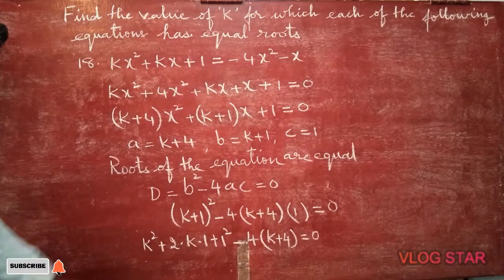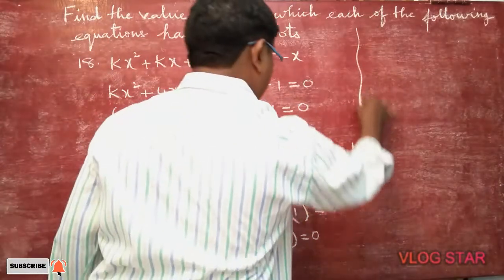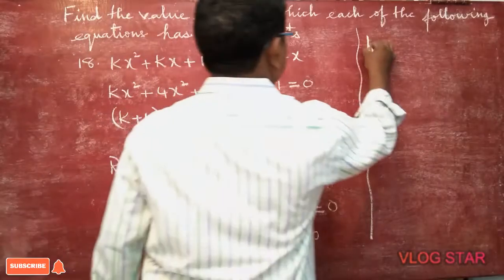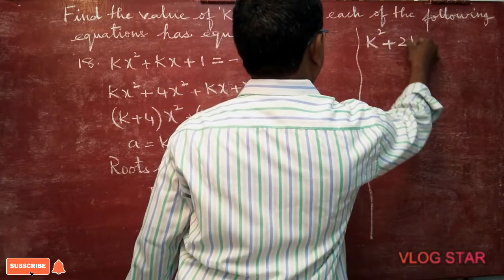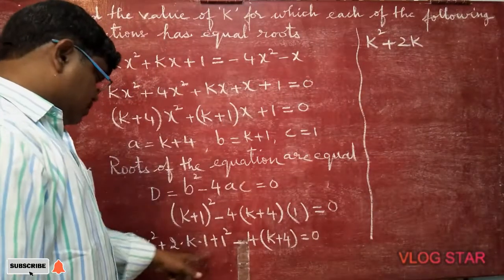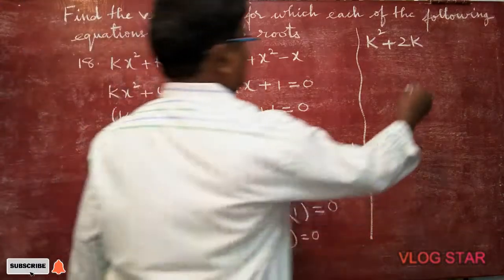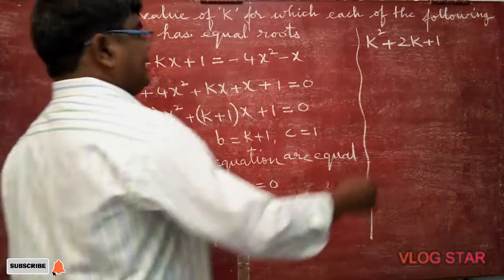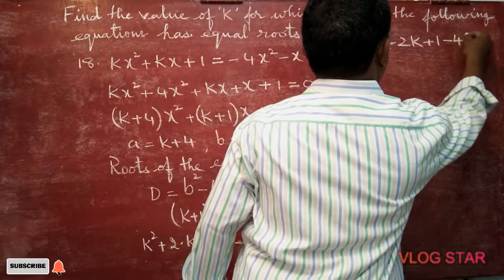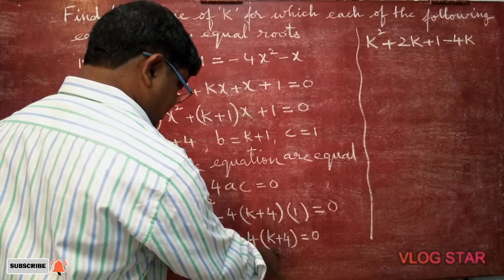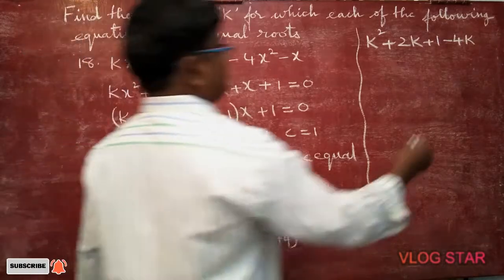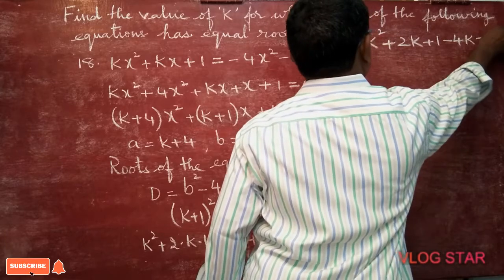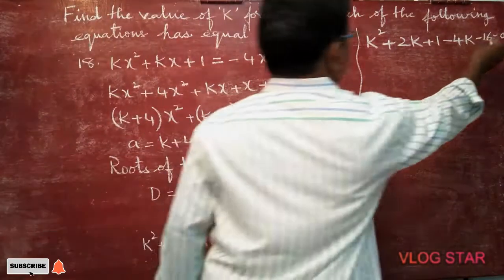So now simplify. k square plus 2k, because 2 ones are 2, 2 into k, 2k. Then 1 ones are 1, plus 1. Now with the minus 4: minus 4k, and plus into minus is minus, 4 fours are 16. Minus 16 is equal to 0.